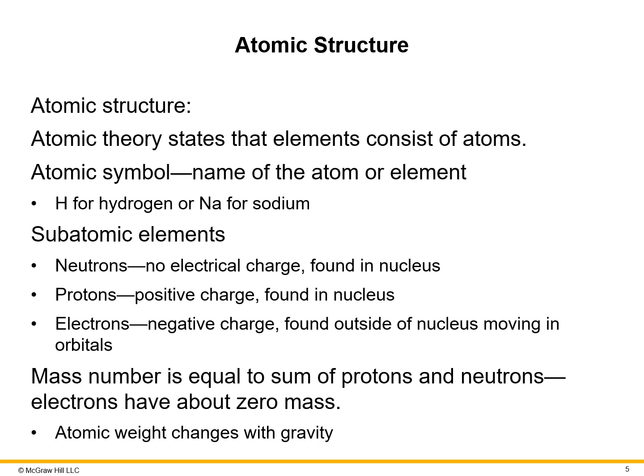Now, atomic structure, we don't spend a ton of time on this. It's just the atomic theory states that elements consist of atoms. The atomic symbol, a name of an atom or an element, so you have like H for hydrogen, Na for sodium. These should be ringing some bells, maybe some chemistry bells. And then you have your subatomic elements like neutrons, protons, and electrons. Neutrons, they're neutral, there's no charge. Protons are positive, those are found in the nucleus. Electrons, they have a negative charge, and they're found outside of the nucleus, moving in orbitals. And then you have a mass number that's equal to the sum of the protons and the neutrons, and then electrons don't really have a mass. Atomic weight changes with gravity.